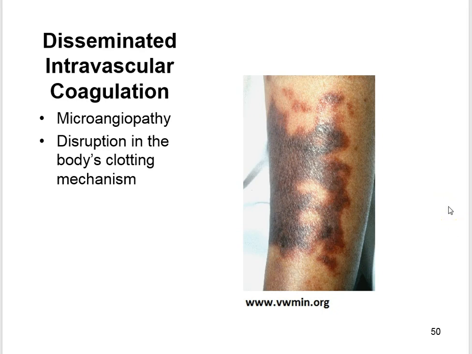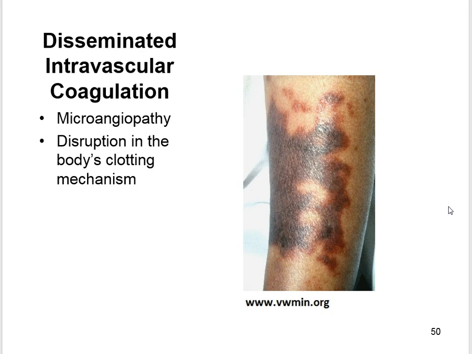And the last one is disseminated intravascular coagulation, or DIC. This is a microangiopathy. There's a disruption in the body's clotting mechanism. The body overproduces many small clots throughout the body, depleting the body of clotting factors and platelets. These small clots are dangerous and can interfere with blood supply to organs, causing dysfunction and failure. Massive bleeding can occur due to the body's lack of clotting factors and platelets. DIC is life-threatening and needs to be treated promptly.